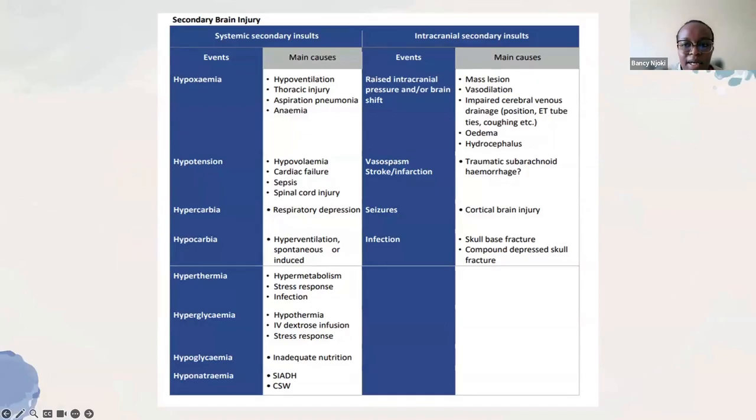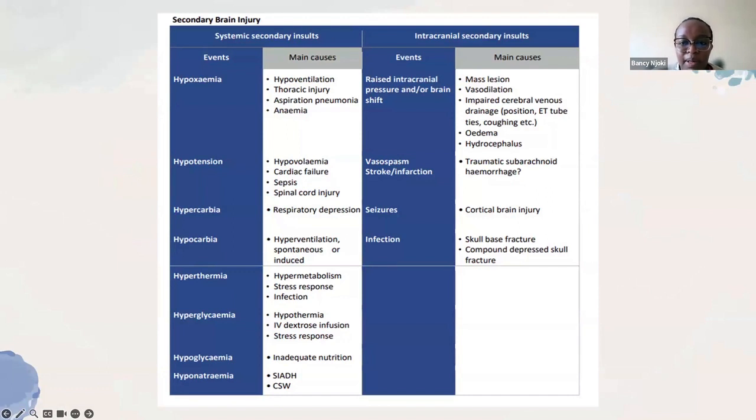So this is basically a chart that analyzes the main causes of your secondary insults. I divide them into systemic secondary insults versus the intracranial ones. So like hypoxemia, it can be caused by hypoventilation, anemia, when the patient is bleeding out too much. Hypotension would be caused by hypovolemia or sepsis as well, the commonest one.